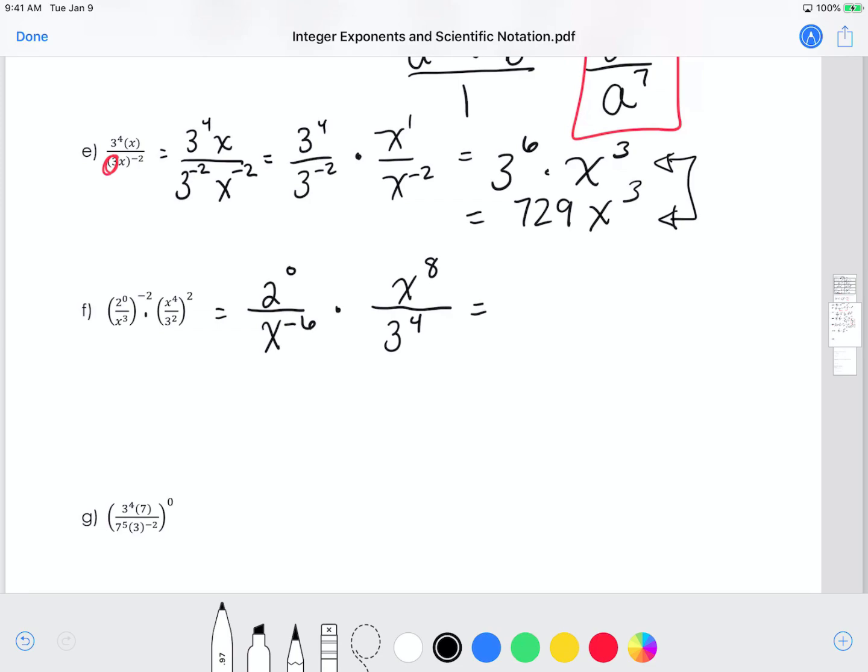Now, the 2 to the 0, we know anything raised to the 0 power, as long as the base isn't 0, is going to be 1. So that 2 to the 0 becomes a 1, and I still have x to the negative 6 in the denominator. 3 to the 4th, you can leave it as 3 to the 4th, or you can write it as what it actually is. It's 81. Either way is fine by me. And now I want to make sure that my exponents are positive. I have that x to the power of negative 6 in the denominator. Since it's in the denominator, if I want to make that exponent positive, I have to reciprocate it. So it's going to go in the numerator as x to the positive 6.